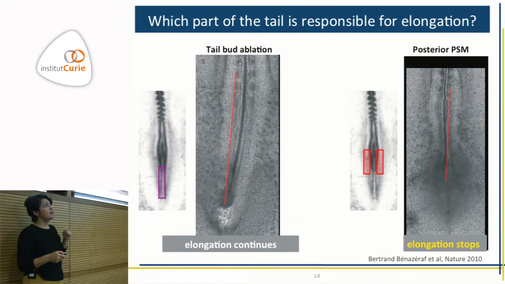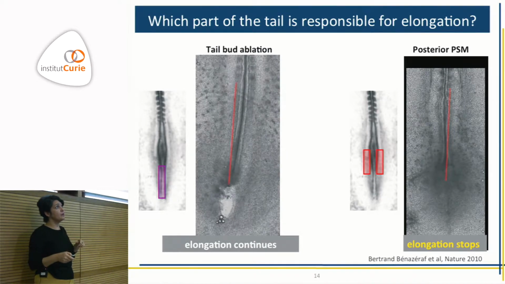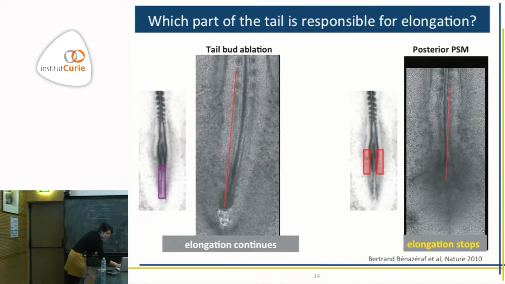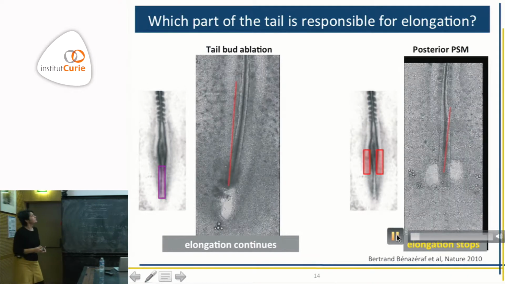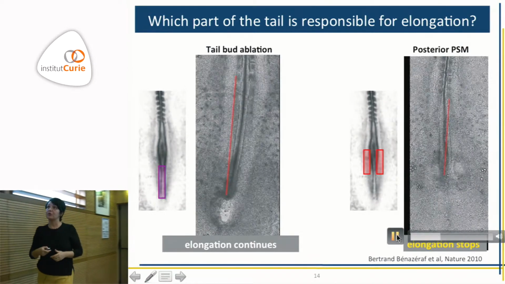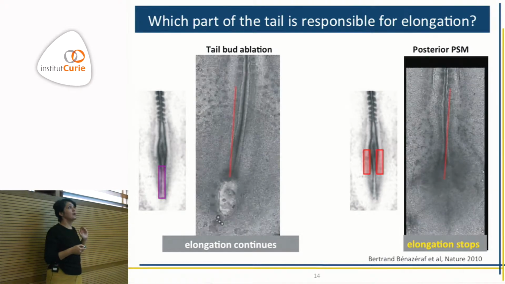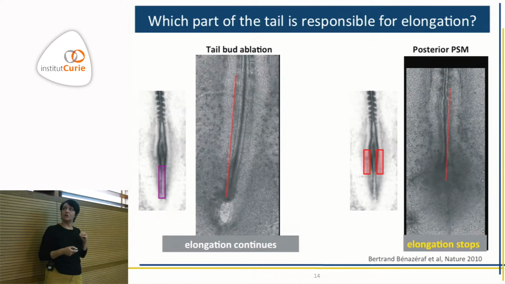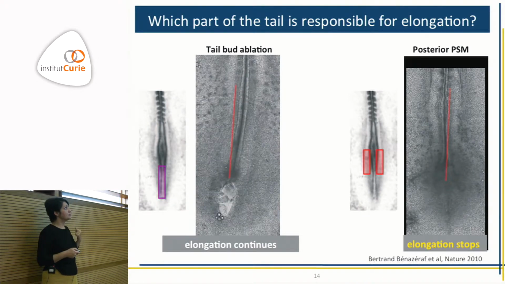But when he ablated the PSM of the paraxial part, so the two sides of the embryo, what he saw is that the embryo stops growing. So can I play that? So the embryo almost stops growing. So the conclusion from this experiment was that this part of the embryo, this tissue, is the most important in the elongation process. So we had to study a bit more what happens in this region.